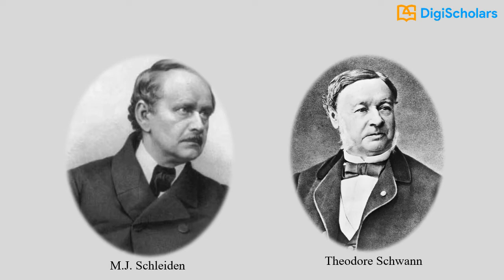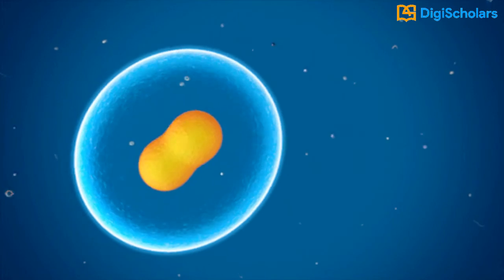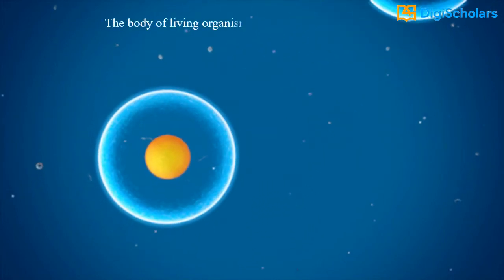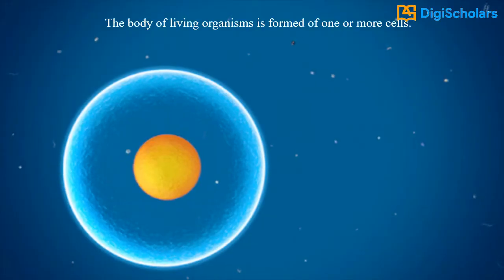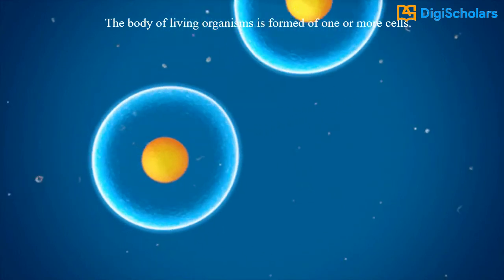M.J. Schleiden and Theodor Schwann. Schleiden, a German botanist, and Schwann, a German zoologist, together put forth the cell theory in 1839. According to them, cell theory states that the body of living organisms is formed of one or more cells. All the cells arise only from pre-existing cells through cell division.